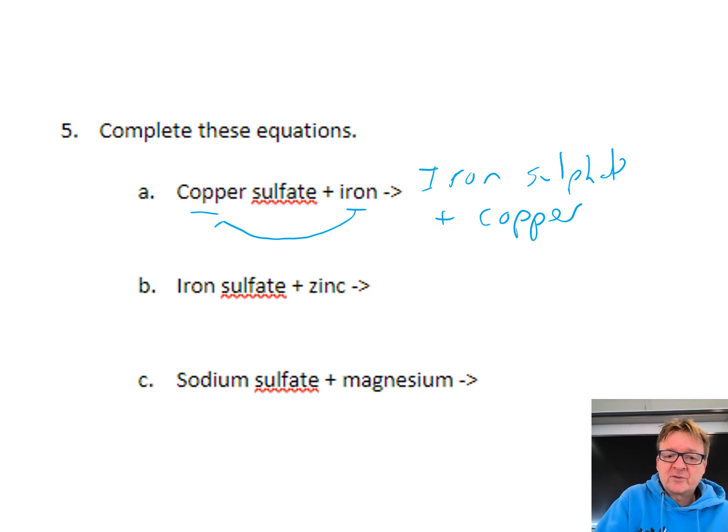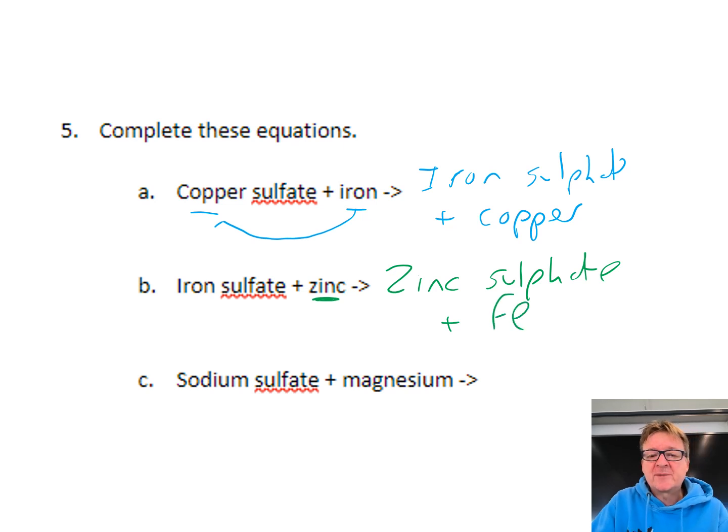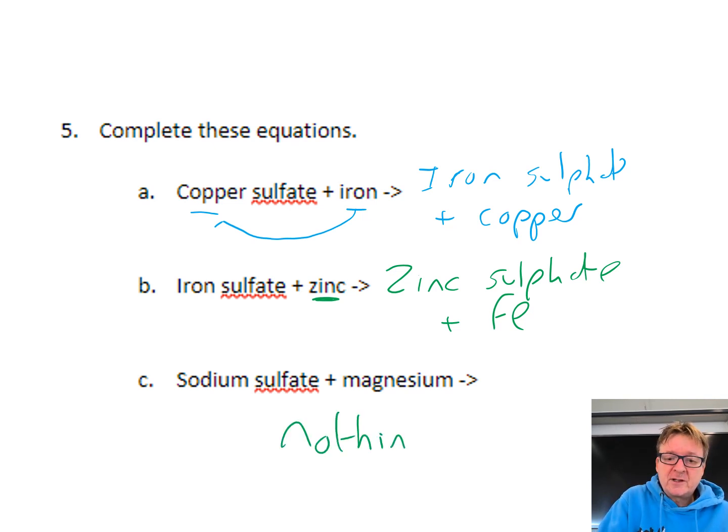Now we've got zinc sulfate and iron sulfate and zinc. What happens this time? Because zinc is more reactive, it then becomes zinc sulfate plus iron. These are displacement reactions where the more reactive metal displaces the other metal. Sodium sulfate and magnesium, nothing happens there, because sodium is more reactive, so sodium stays in the reaction itself.